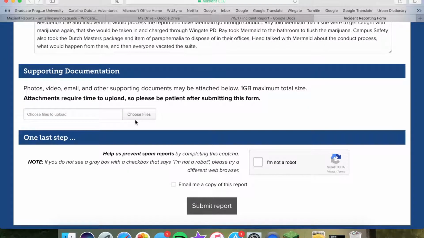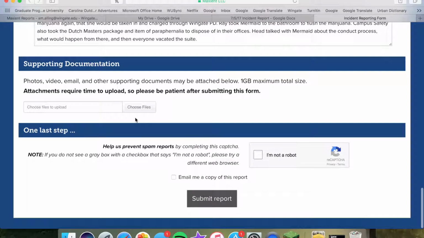The last and final thing that you need to do when submitting a Maxient report is to simply click on the box stating, "I am not a robot," and then in the large gray box, you hit Submit Report. It will go to all of the appropriate parties once you do so.